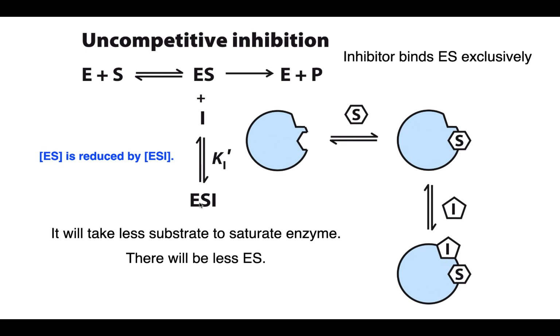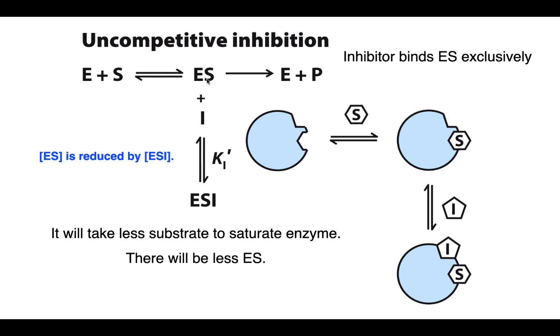So what this effectively does is that the concentration of enzyme substrate complex is reduced by the concentration of the enzyme substrate inhibitor complex. And what that means is that it's going to artificially reduce the Km. It's going to take less substrate to saturate the enzyme. And so, again, that is going to reduce the Km.